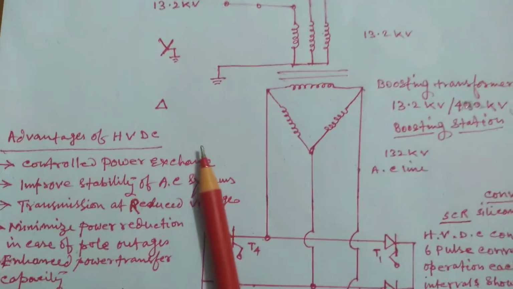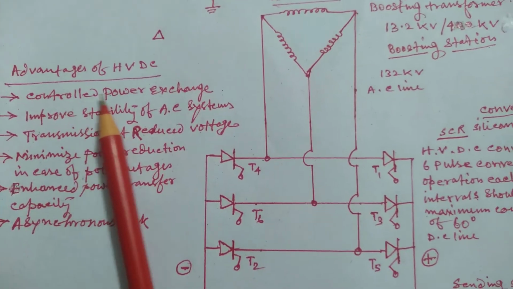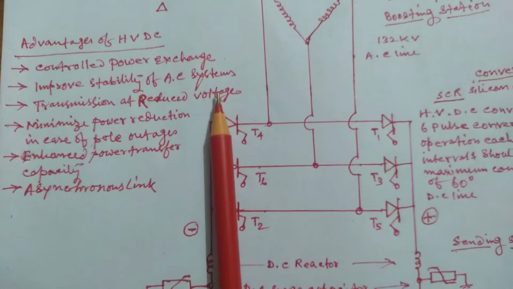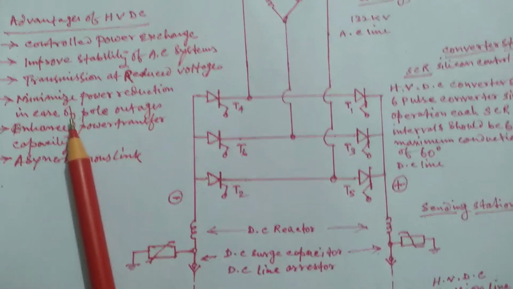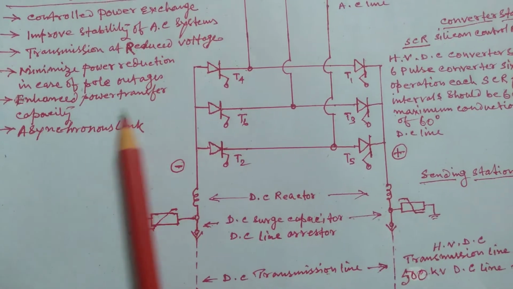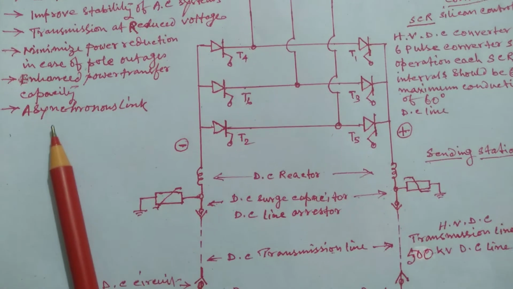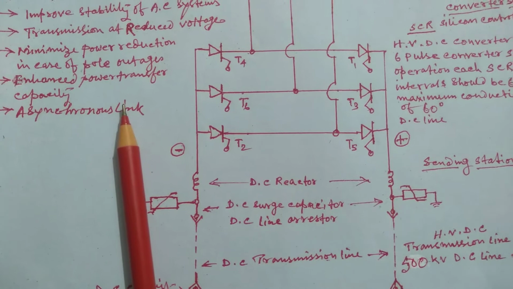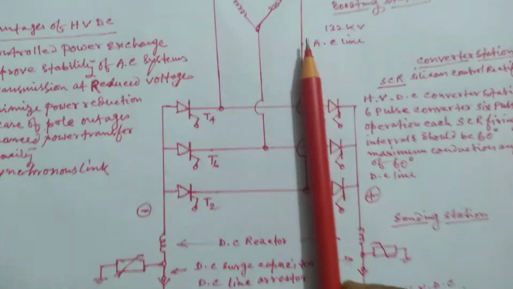The advantages of HVDC: controlled power exchange, improved stability of AC systems, transmission at reduced voltage, minimized power reduction in case of pole outages, enhanced power transfer capacity, and asynchronous link. The main advantages of HVDC systems.